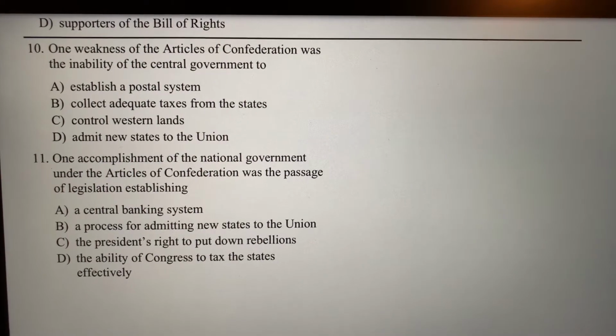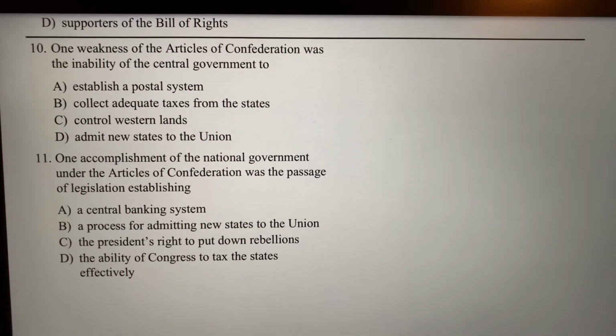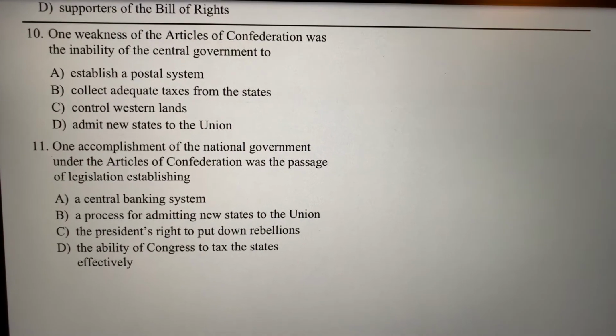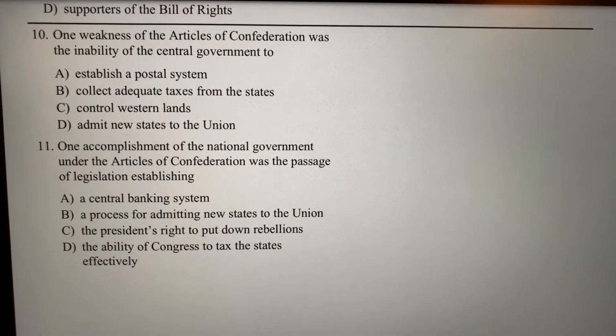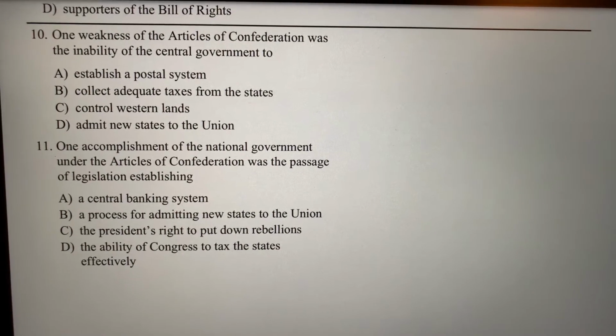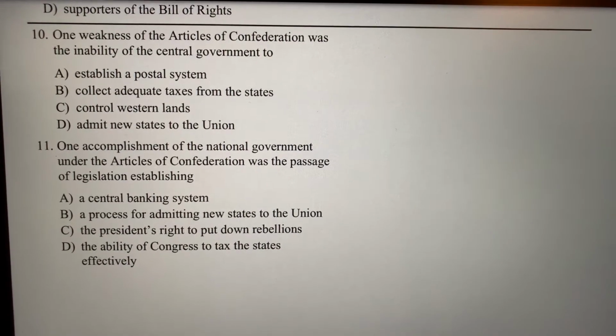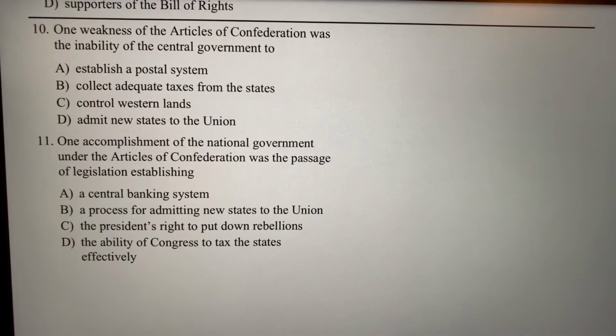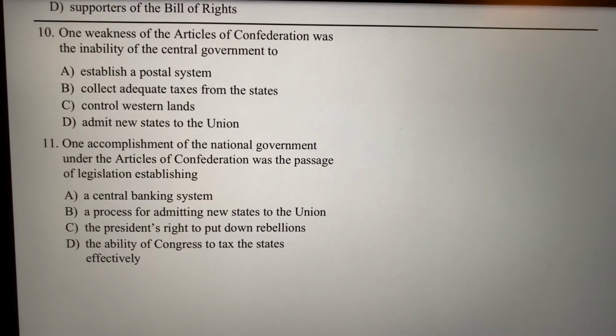Number 11. One accomplishment of the national government under the Articles of Confederation was the passage of legislation establishing A. A central banking system, B. A process for admitting new states to the Union, C. The president's right to put down rebellions, or D. The ability of Congress to tax the states effectively.